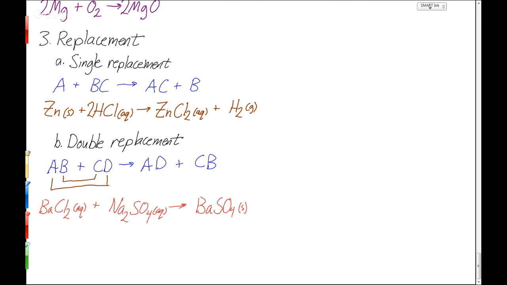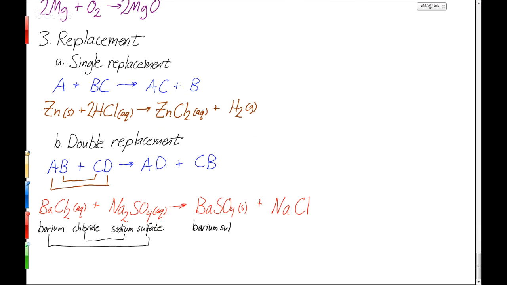So then what's the other product? NaCl, right. So the sodium goes with the chloride. This is an example where using the names can actually help you out because the names absolutely do just switch without anything tricky. So if we write barium chloride and sodium sulfate, the sodium goes with the chloride and the barium goes with the sulfate. So then we've got barium sulfate and sodium chloride.